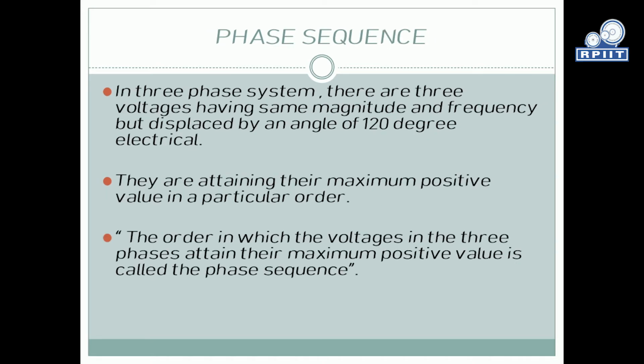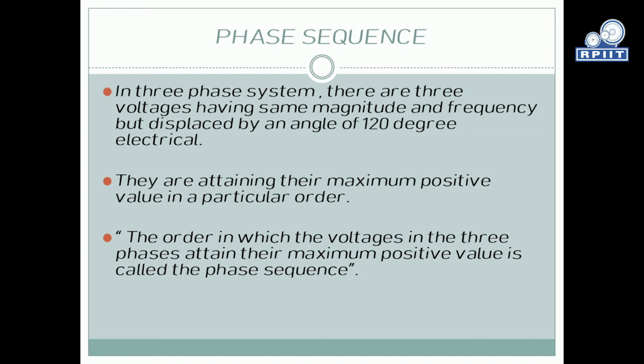So what is phase sequence? This is the most important. In a three phase system, there are three voltages having the same magnitude and frequency, but they are displaced by an angle of 120 degrees electrical. They attain their maximum positive value in a particular order. The order in which the voltages in the three phases attain their maximum positive value is called the phase sequence.